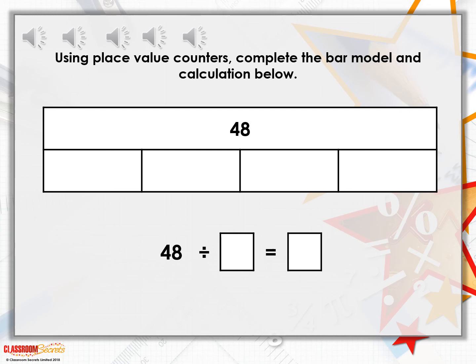Don't forget, and it's really important, that each group should have an equal amount when you've shared them out. Remember, equal means that they should have the exact same amount. When you're working out this question, it would be a really good idea if you could draw your own bar model, and that way you can draw in the place value counters to help you work it out.